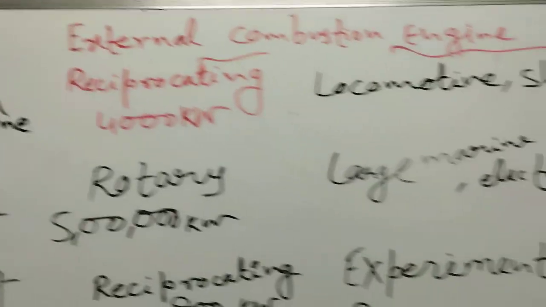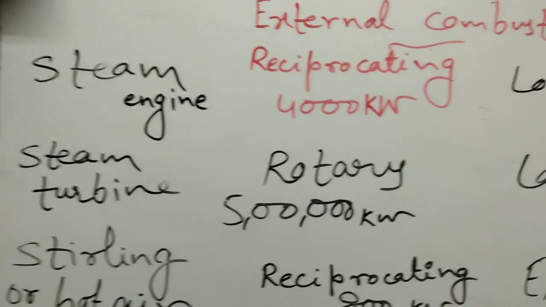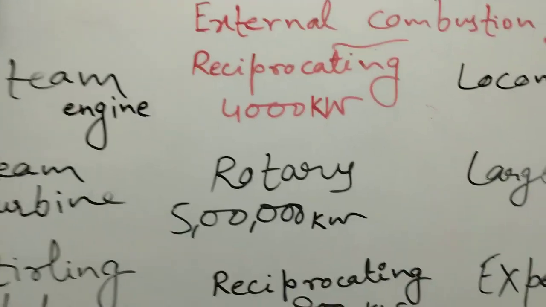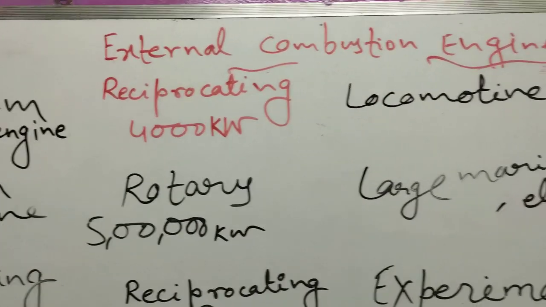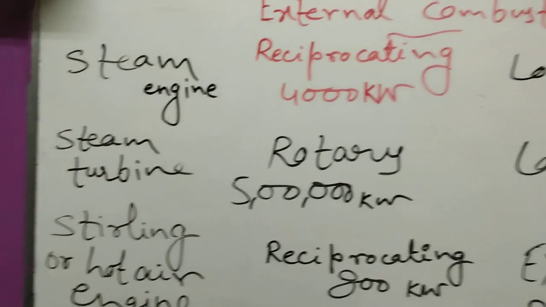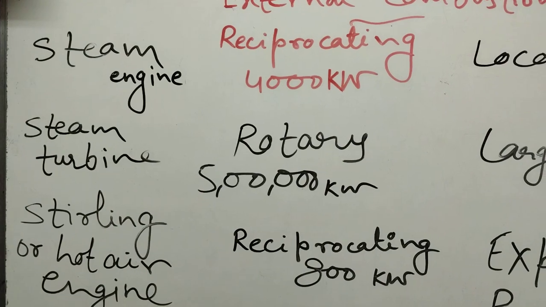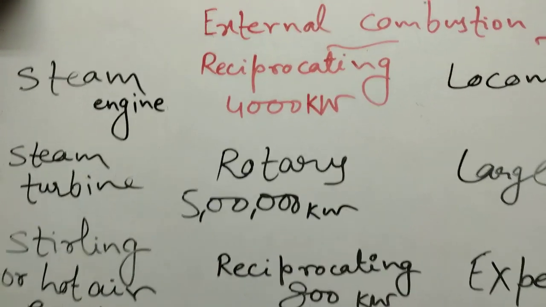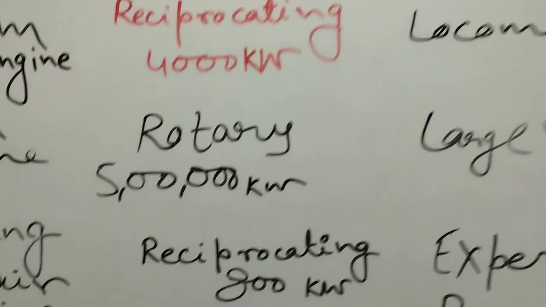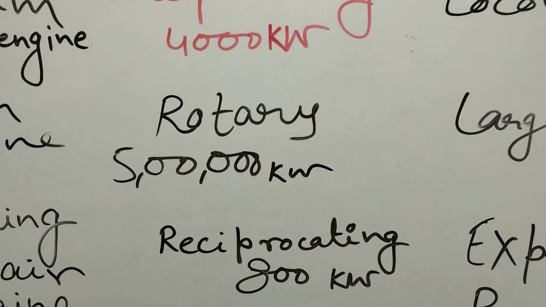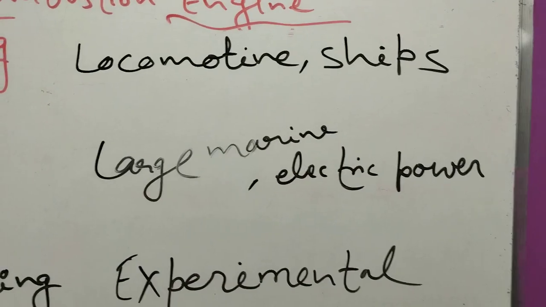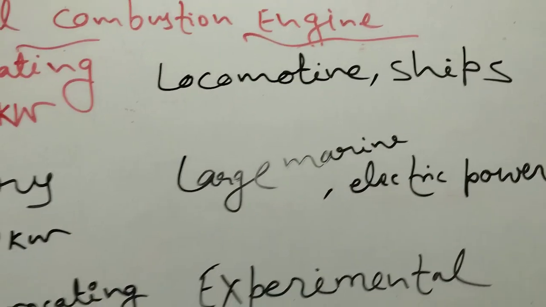For external combustion engines: the steam engine, which is of the reciprocating type, and the power developed is 4000 kilowatt, used in locomotives, ships, etc. Steam turbine. This is the rotary type of engine. Power generation is 5 lakh kilowatt. Used in large marine and electric power generation.